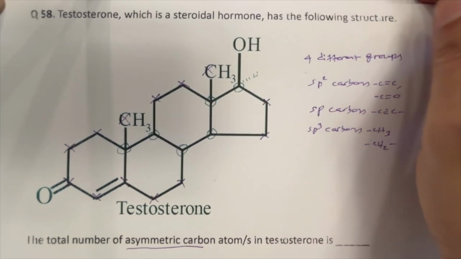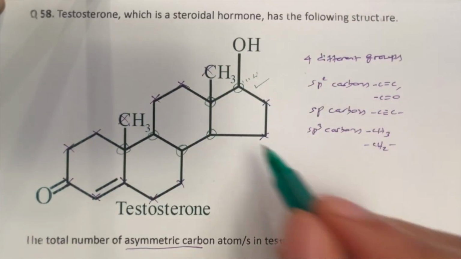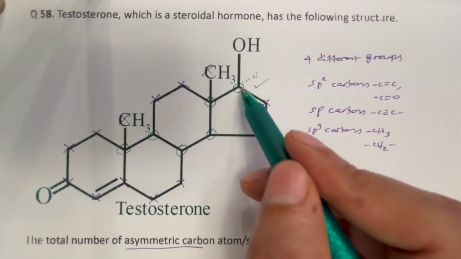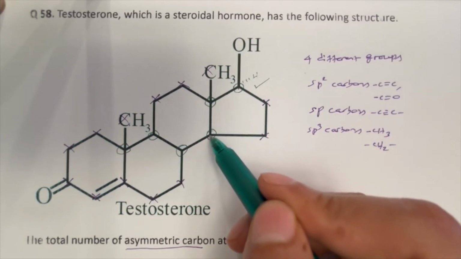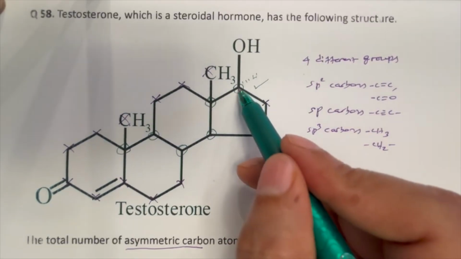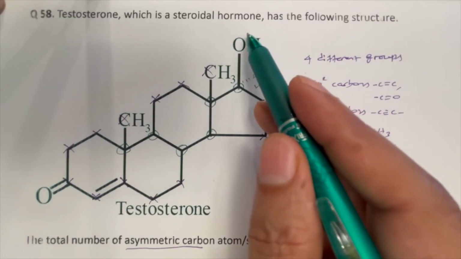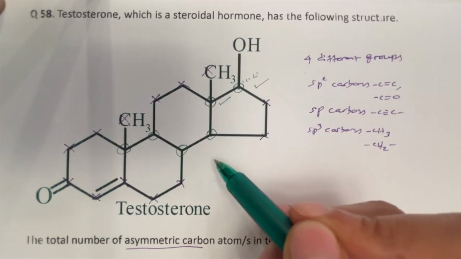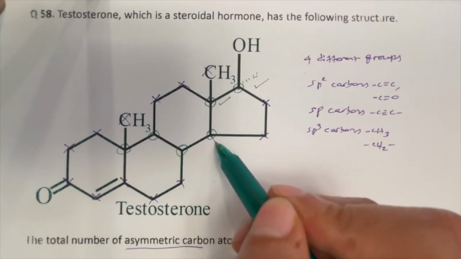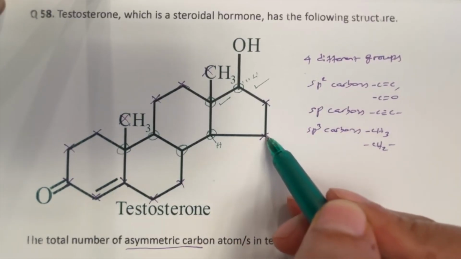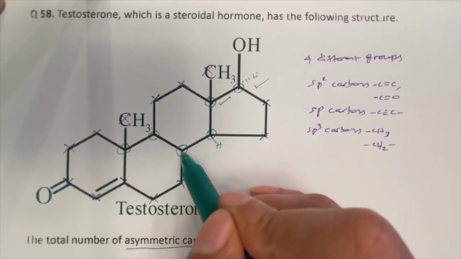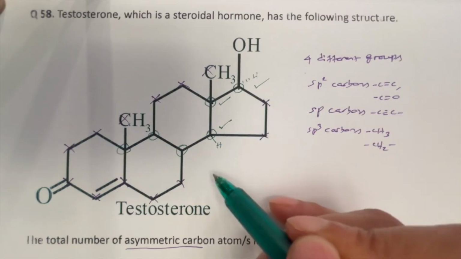So that means this is indeed asymmetric. We have a methyl group, we have CH2, we have CH, and here also we have CH. But this CH is different from this CH because this CH has a OH functional group, whereas this one doesn't have. So therefore this is indeed asymmetric. How about here? We have a hidden hydrogen once again. We have CH2 on this side, quaternary carbon, and then we have CH here. Therefore this is indeed asymmetric.